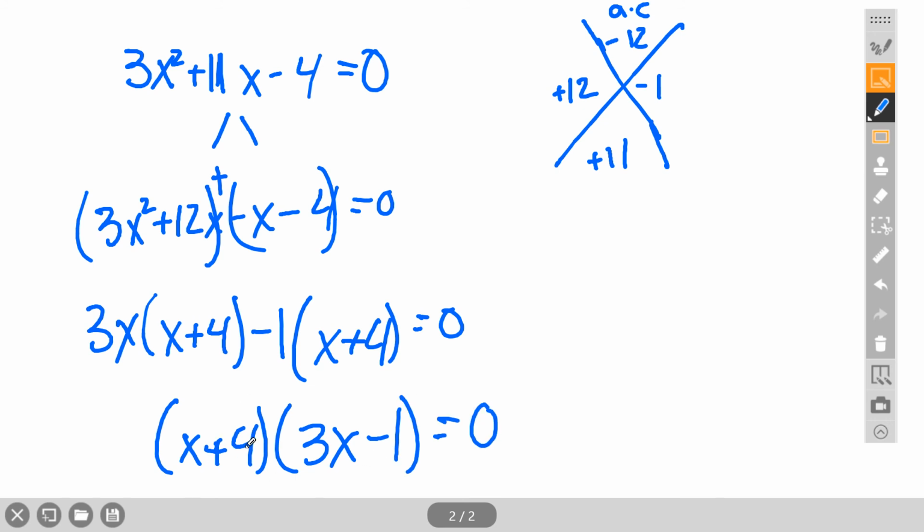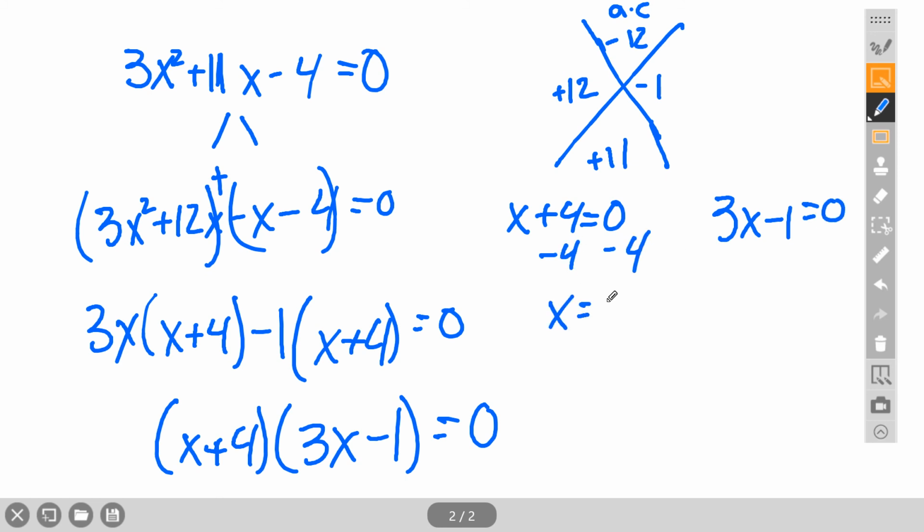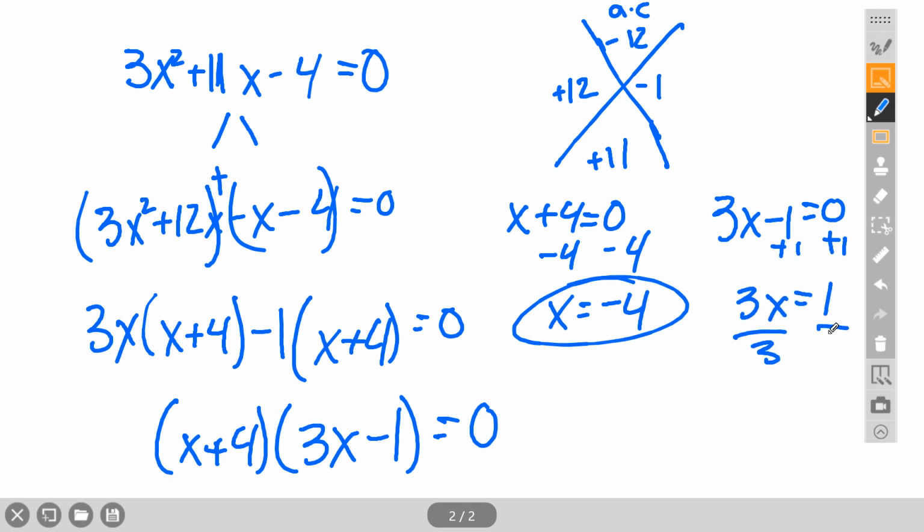So my solutions will be the x values that make each of these factors 0. So I'll take x plus 4, which is my first factor, set it equal to 0. And I'll take 3x minus 1, which is my second factor, and set it equal to 0. So one of my solutions is -4. And another solution is 1/3.